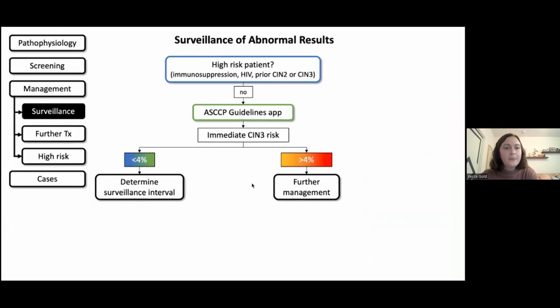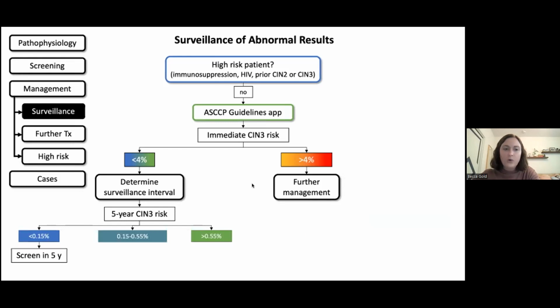So going down the surveillance arm, if the immediate risk of CIN3 is less than 4%, the tool then asks what's their average 5-year risk of developing CIN3. If their risk is less than 0.15%, they can come back in 5 years for repeat screening. If their risk is 0.15 to 0.55%, it then recommends 3 years. And then if it's above 0.55, they should come back in 1 year. And I just want to promise you don't need to memorize these numbers. I'm just kind of showing you the brains behind the tool right now.